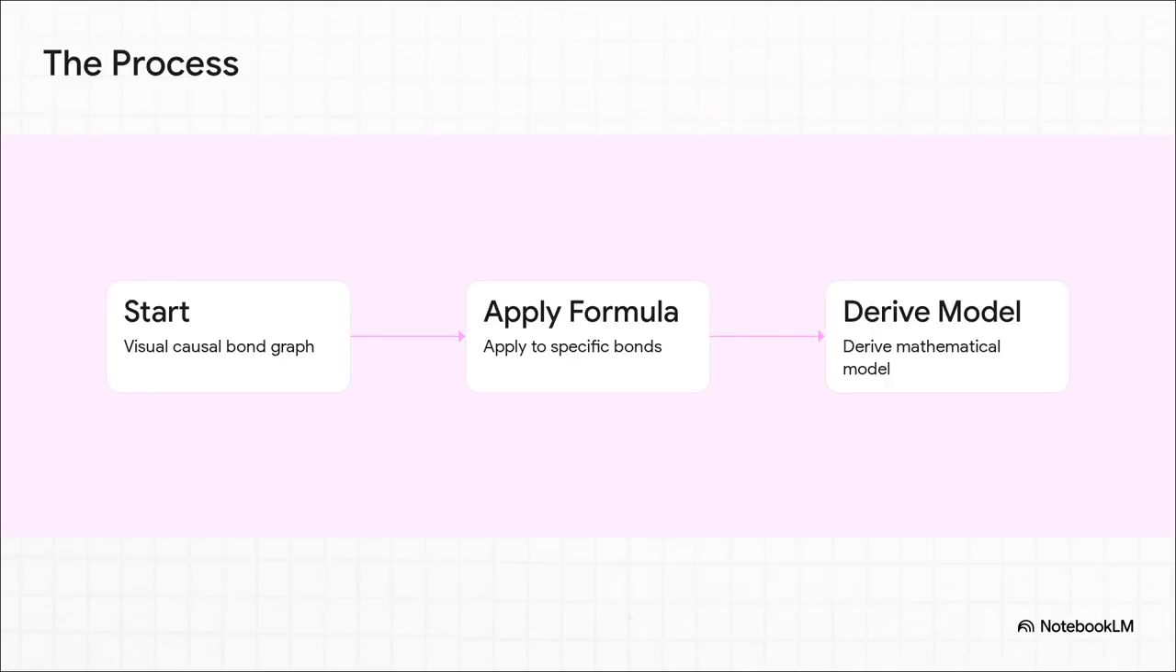Let's see how this builds, stepping through this overarching process together. Step 1, we start with the visual causal bond graph, which logically maps out our entire physical system. Step 2, we apply the master formula. In this absolutely critical step, the formula parses the graph node by node, evaluating those specific causal strokes we talked about to systematically map out the system dynamics. And finally, step 3, by processing these relationships, we systematically derive the complete mathematical model. It's just a direct, incredibly robust pipeline from visual engineering topology straight to pure analytical mathematics.